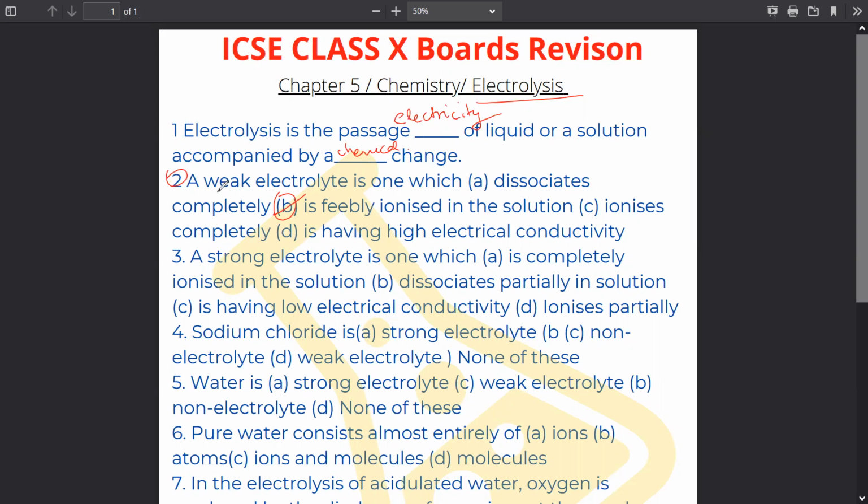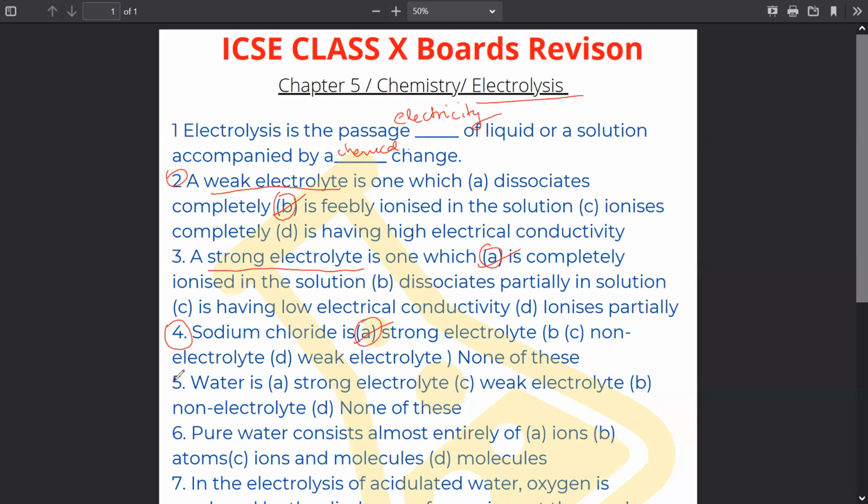Then the third question is, a strong electrolyte is one which... So in the second question, they were talking about a weak electrolyte, but in this question, they'll be talking about a strong electrolyte. Now, as I said before, a strong electrolyte is something that is completely ionized in the solution. So the correct answer would be A. Then, moving on. The fourth question, sodium chloride is A, strong electrolyte, B, non-electrolyte, C, weak electrolyte, D, none of these. So the correct answer would be A, strong electrolyte. NaCl is a strong electrolyte.